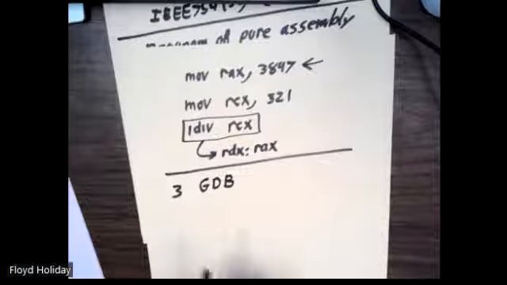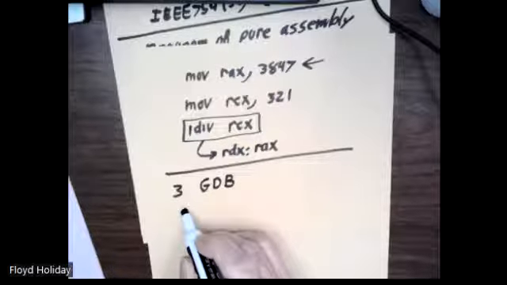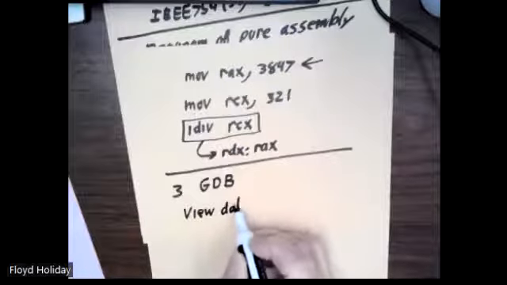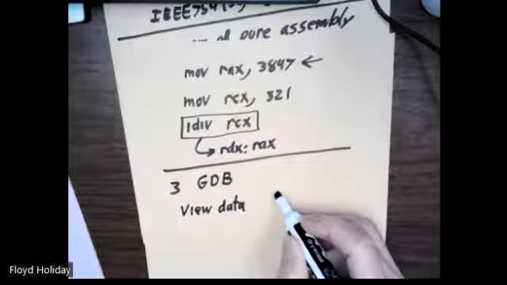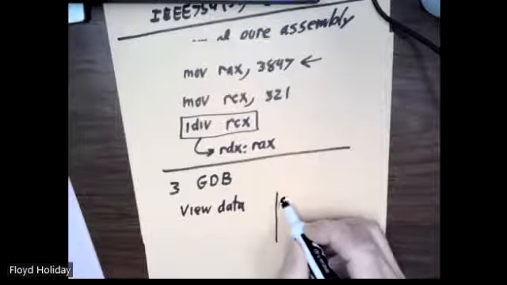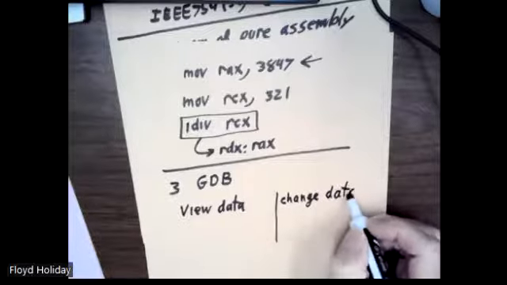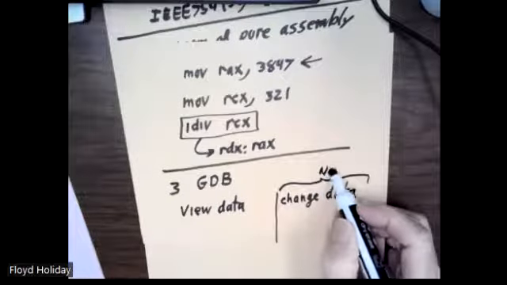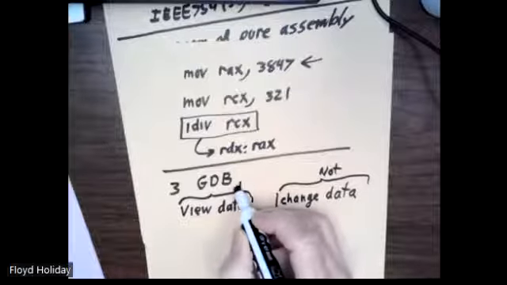GDB has two components that we could view. One is where you look at things, call it viewing data. And the other component, I had plans to get to it, but the time didn't allow it, was to change data. Okay, this second part's not on the test. But this part is somewhat like our midterm. This is on the test.